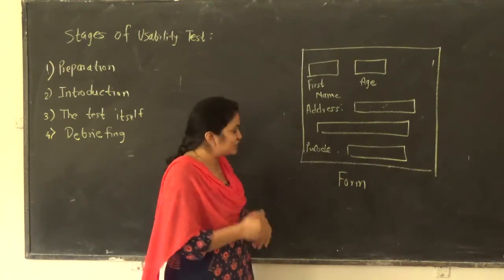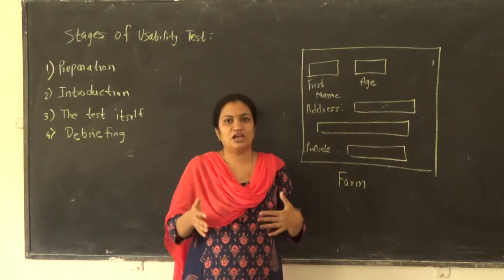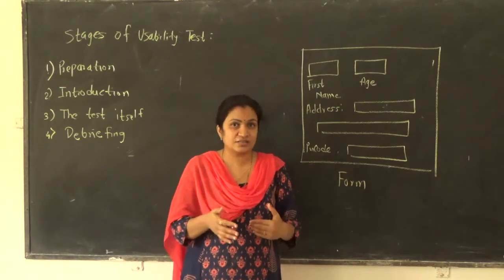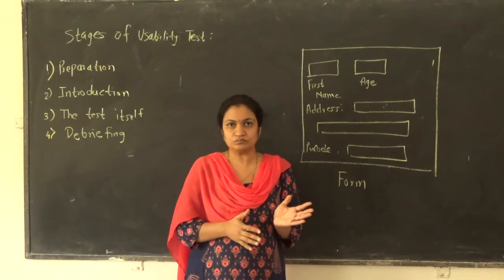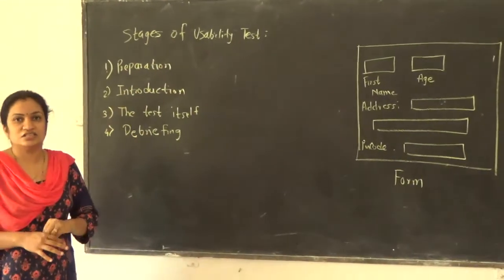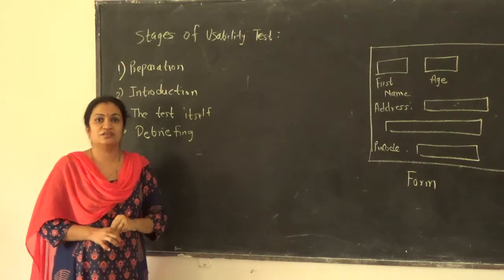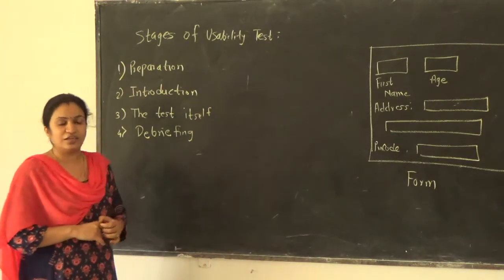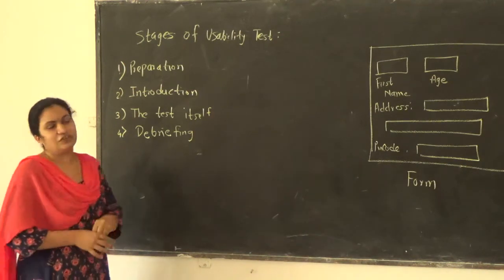So I have just explained one registration form. There can be multiple tabs which perform multiple tasks, and all those tasks are going to be tested by the user. In this usability testing, there are 4 stages which are going to be carried out. The first one is the preparation, the second is the introduction, the third is the test itself, and the last one is the debriefing.